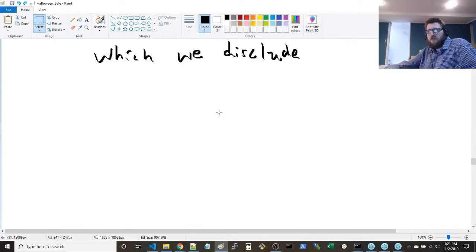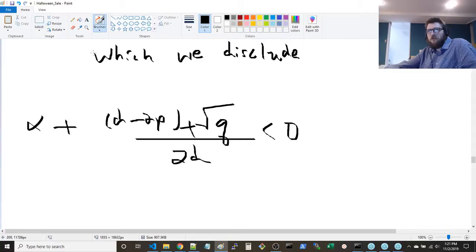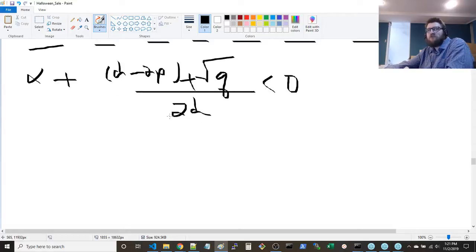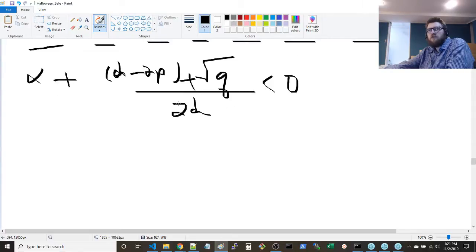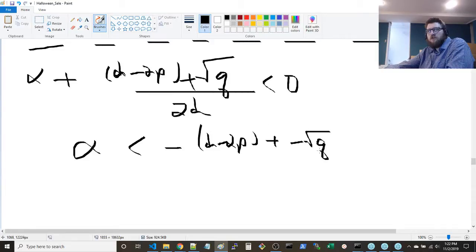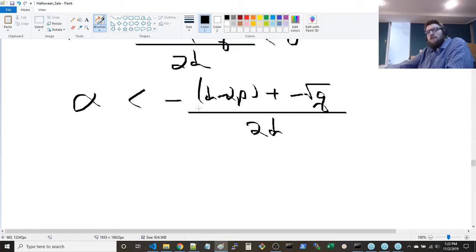Consider this case. This would look like, oh no, this is not possible. D minus 2p, well, okay, no, let's see, so alpha would have to be less than the negation of this, and the negation of that, over 2d. This looks like it's probably going to be a negative number.